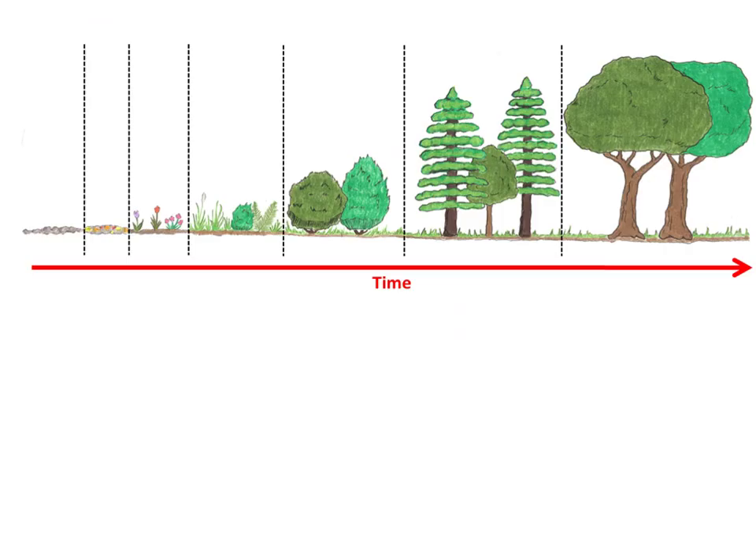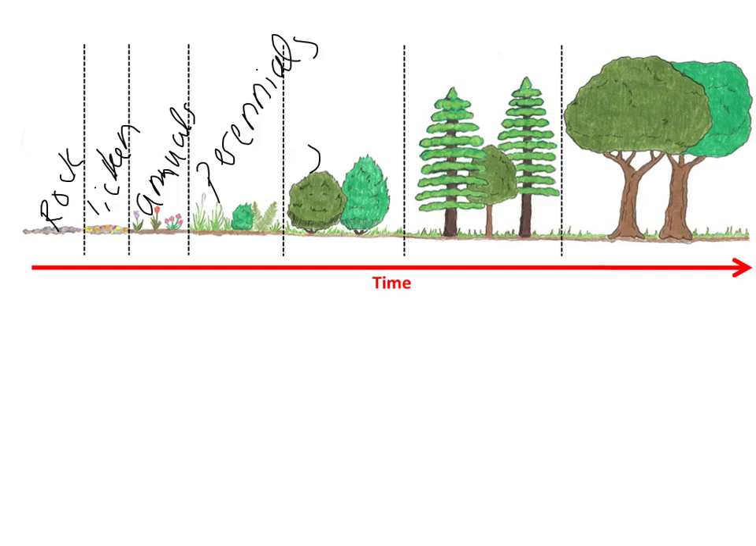Okay, so looking on our timeline one more time. Again, we started here with barren rock. We moved to lichen or pioneer species. From there, we went to annuals and perennials.